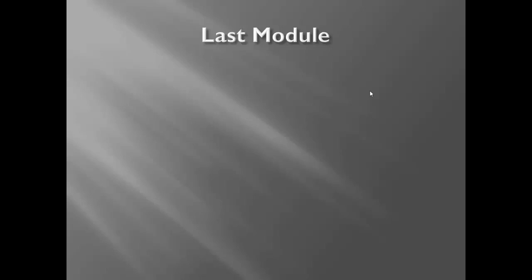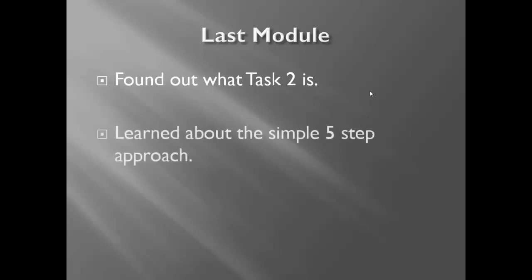So let's recap what we did in the last module. In the last module, we found out what Task 2 is, an overview of Task 2, and we learned about the simple 5-step approach. So question analysis, planning, introduction, main body paragraphs, and conclusion. If you didn't look at module 1, please go back, don't cheat, and look at module 1. It's very important that you watch all of the modules.